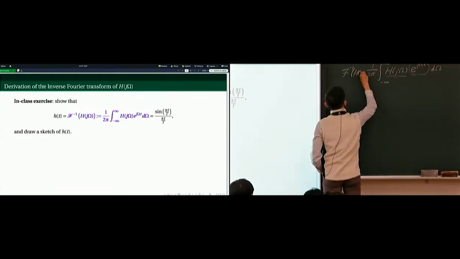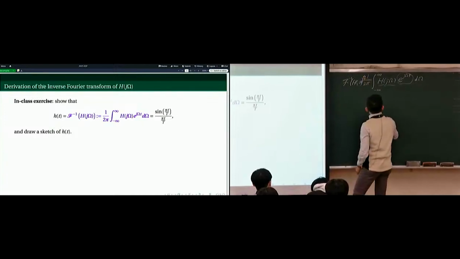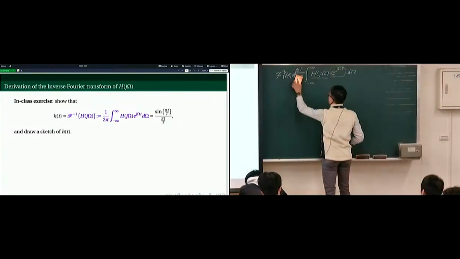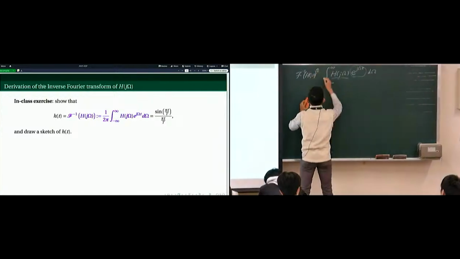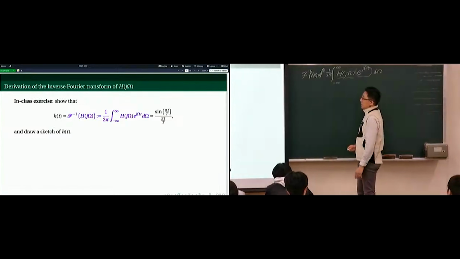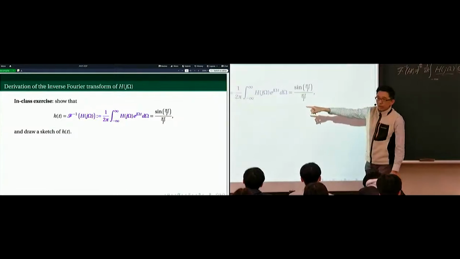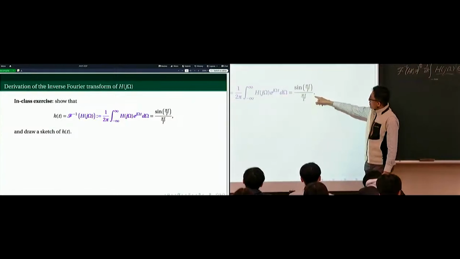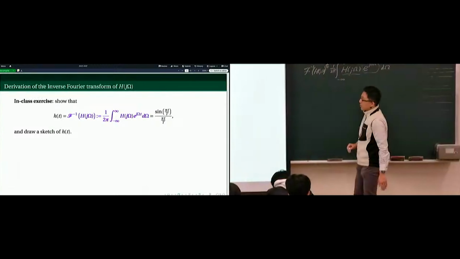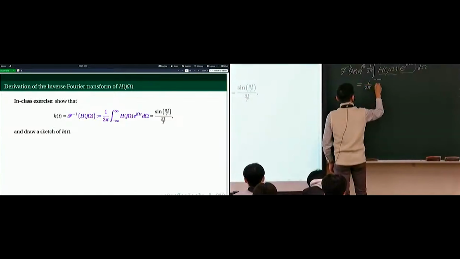The inverse Fourier transform of any given spectrum is defined as 1/2 pi times the integral. Okay, I'm running out of space. We need to get the result. Just to jump to the conclusion, when we plug in H right there, you will get the result right here. So let's spend some time to do it together.